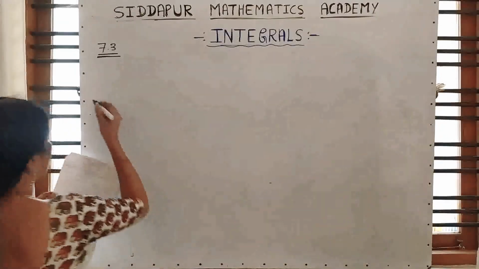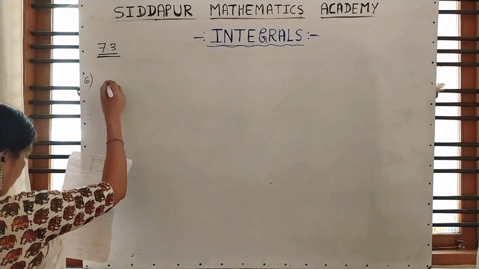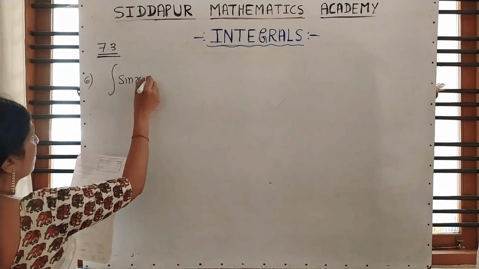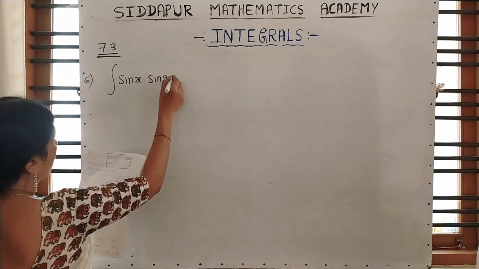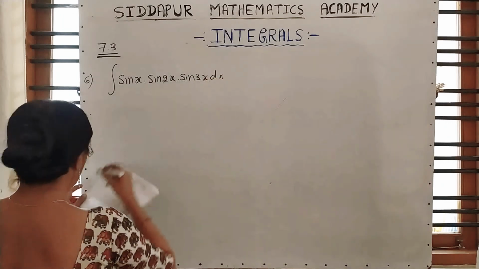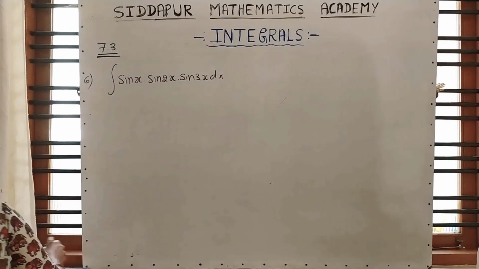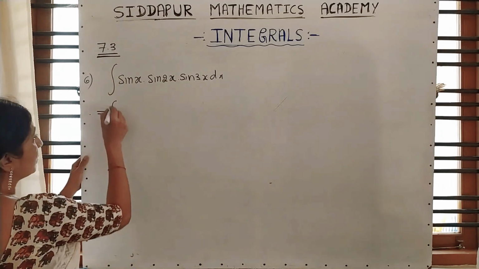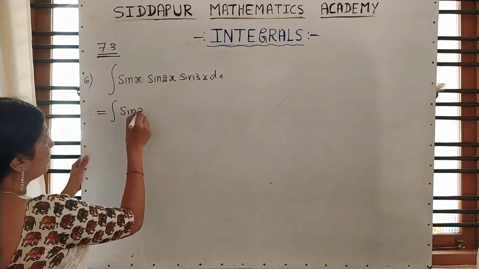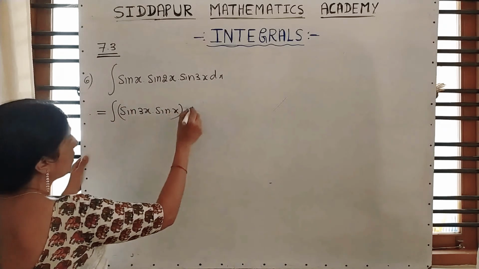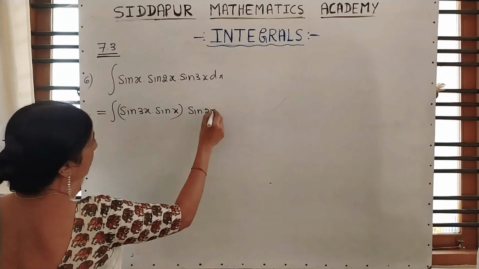Moving to the next question, that is question number 6. Sin x into sin 2x into sin 3x. Like the third question, again we are rearranging this. Just I will rearrange the terms. I did the grouping of sin 3x into sin x as one group. I kept sin 2x as it is.